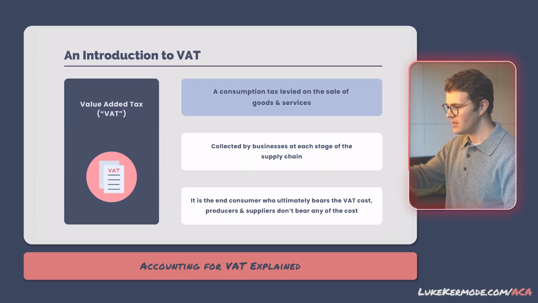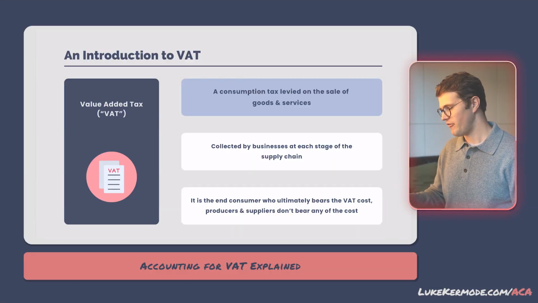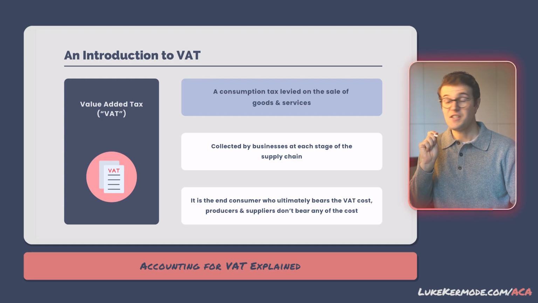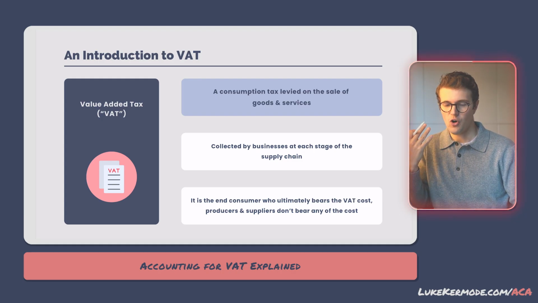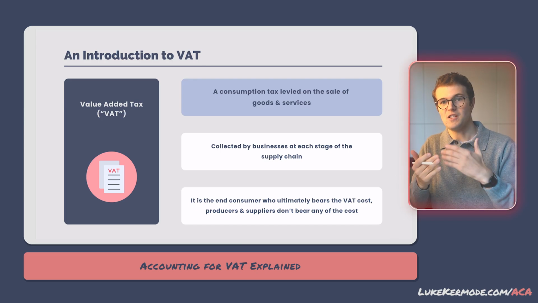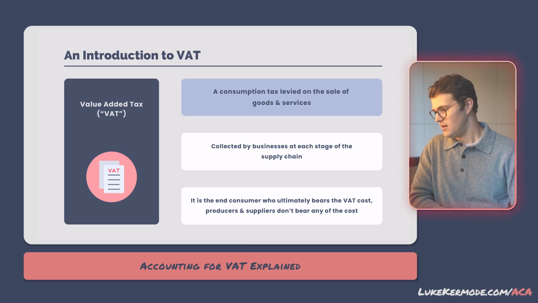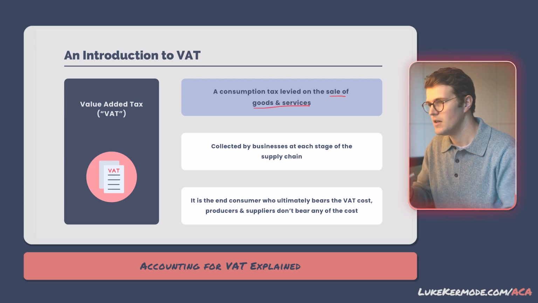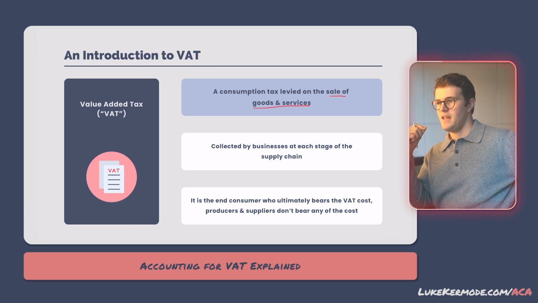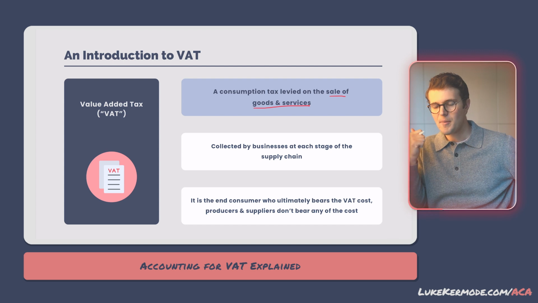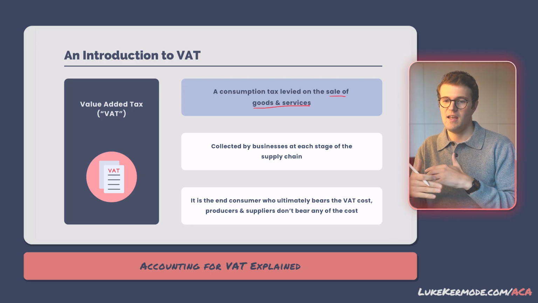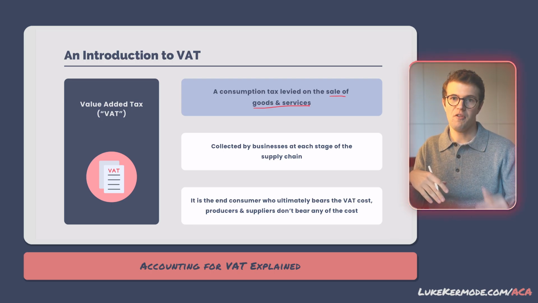Okay, so let's begin with the basics of VAT. VAT stands for value added tax, and it's a consumption tax, meaning it's charged on the final consumption of goods and services that are sold within the UK. The key idea with VAT is that it's not a tax on income, it's not a tax on profit, it's a tax on spending. So every time a product or service is sold, VAT is added on top of the final sale price.